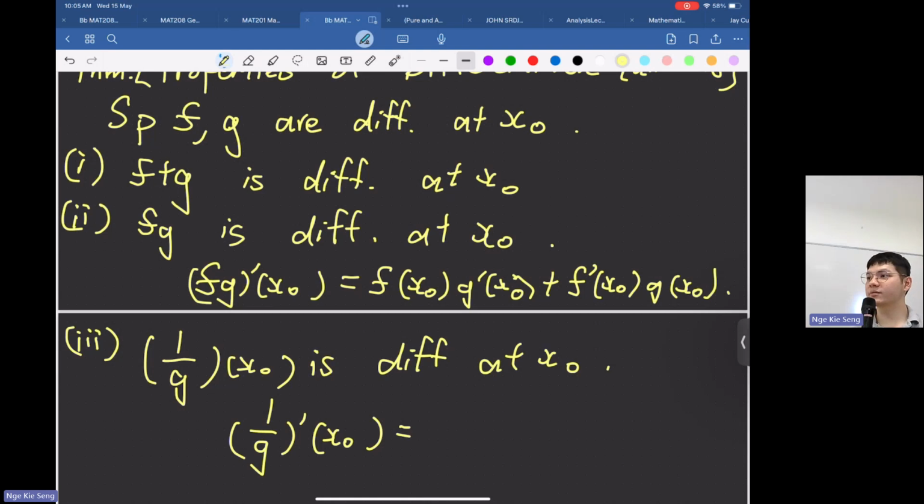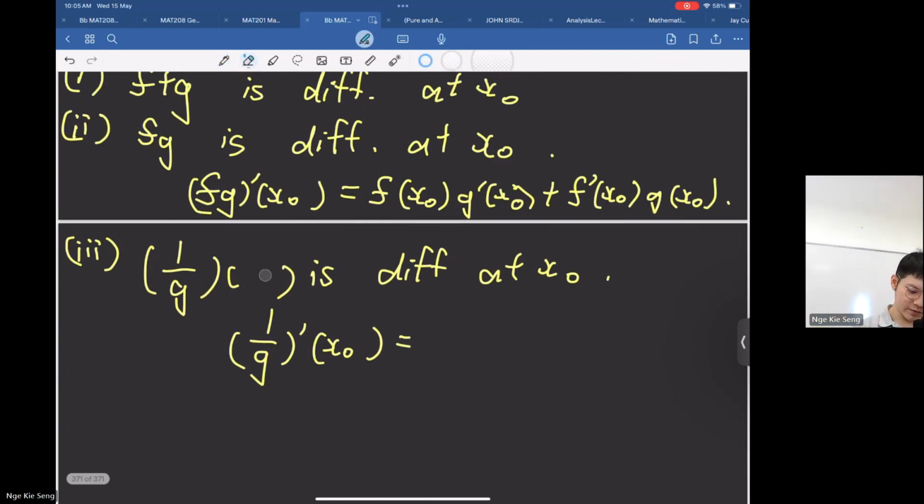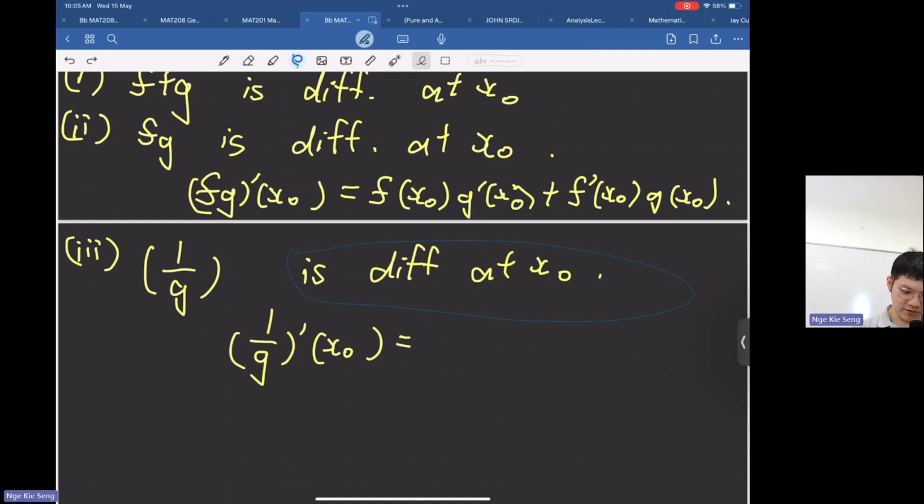Is it possible? It could be 0, right? So we need to make it non-zero at x naught, 1 over g prime. So wait, let me see. How do we fix it? Let's see how we fix this. It could be zero, so we don't want it to be. So how do we fix this?